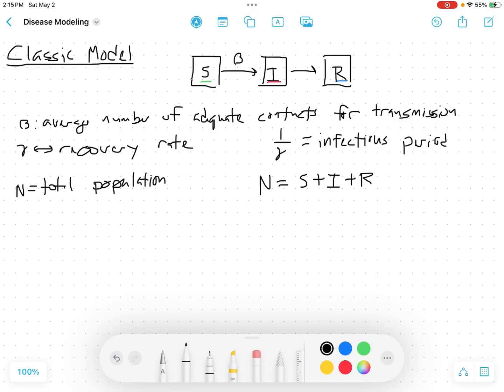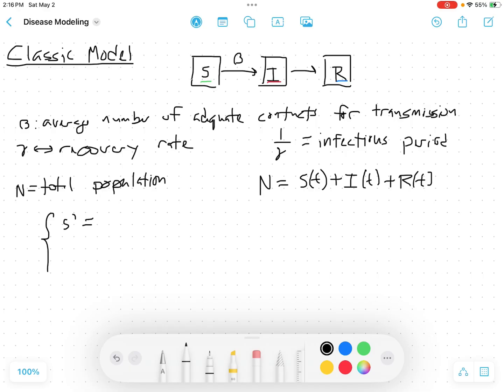And I probably should insert that all of these we're keeping track of as functions of time: the number of people who are susceptible at any given time, and then infected at any given time, and then recovered at any given time. So with all of that, we can set up a system of differential equations. So, how quickly the number of people in the susceptible category changes.